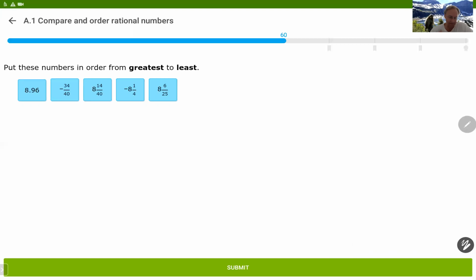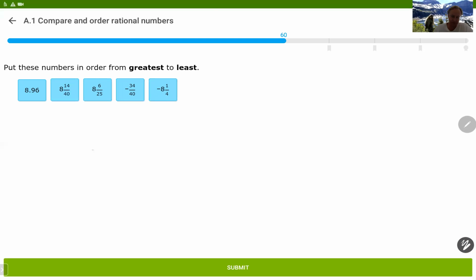The 0.96 is almost 9. Now, this one is less than a half, and this one is less than a half. So we know that they're in there. That is definitely last because of the negative 8. This is in the middle. These two are the two we have to compare.